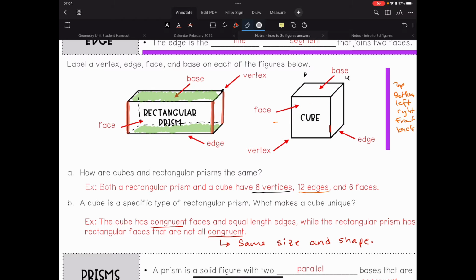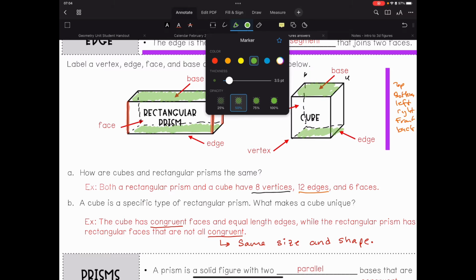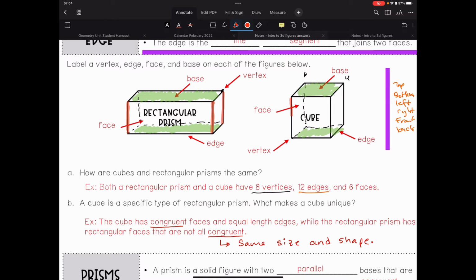If we go back and look at the cube, just make this look a little more three-dimensional. So now we can see the front, the bottom, the back, and the left side. These bases here are parallel, and they're separated by the height of the object, which are these edges here. So that's what prisms are.